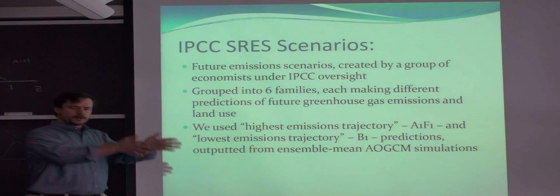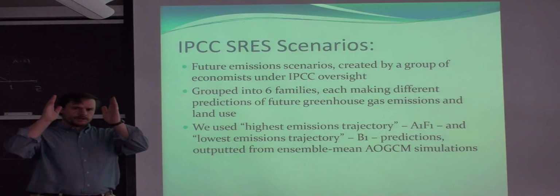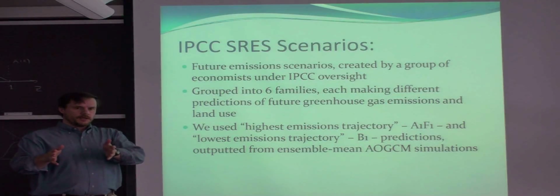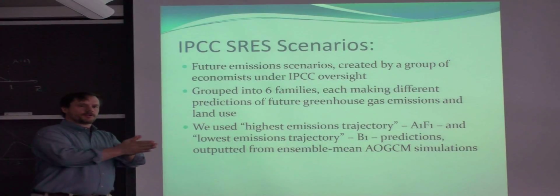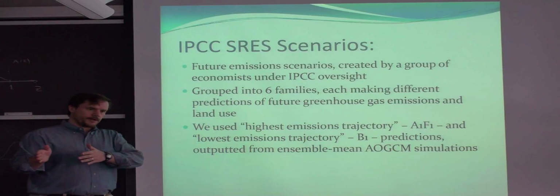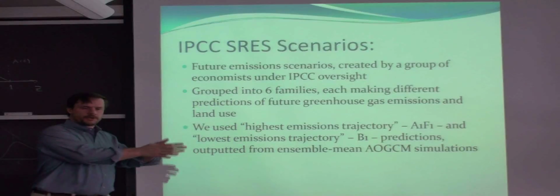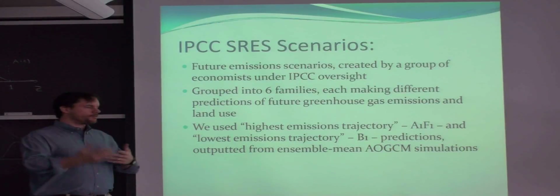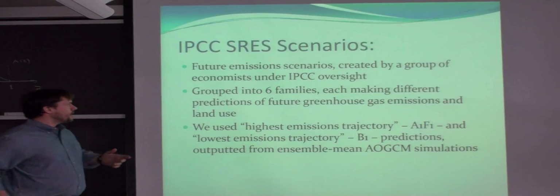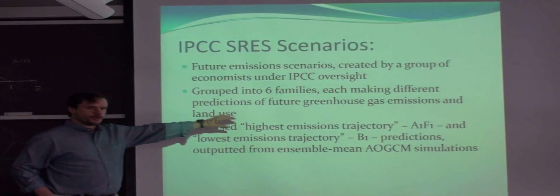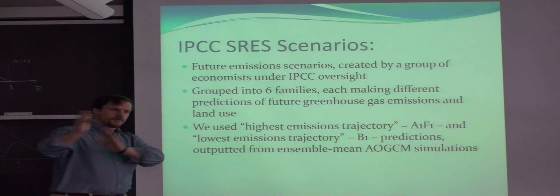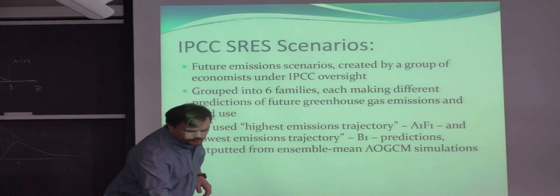So we have the climate models, but then we also have the predicted changes in emissions due to human activity. For that, the IPCC has created a set of scenarios that they group into about 6 different families, ranging from high emissions to low emissions. These are put together by economists working with scientists. We chose the highest emissions one and the lowest emissions, so we were able to look at both of the predicted extremes.